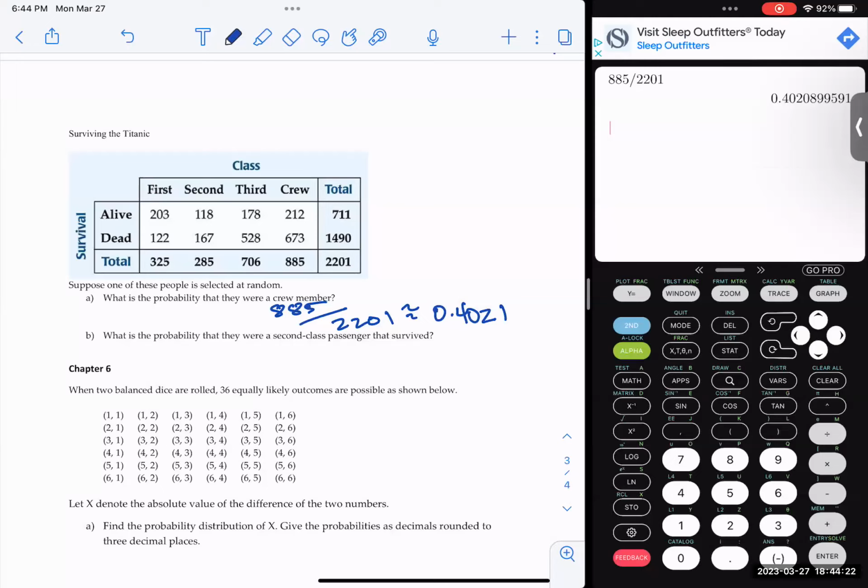Anytime we're doing problems, I would not recommend just looking at it once and writing down what your thought is. At least if you're me, because my thoughts are everywhere. So I have to do it a few times, particularly if I'm nervous on a test, right? And so they were a second-class passenger that survived. So the number of second-class passengers is 285. Is that what I'm going to use? And so I think Desiree's already answered for us. I think she's saying it's about 5%, and I bet that's right.